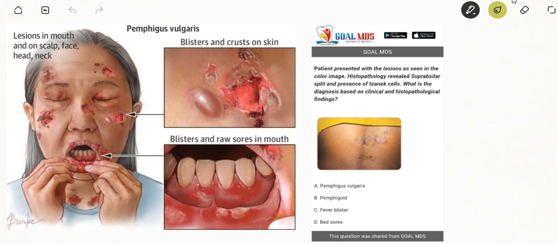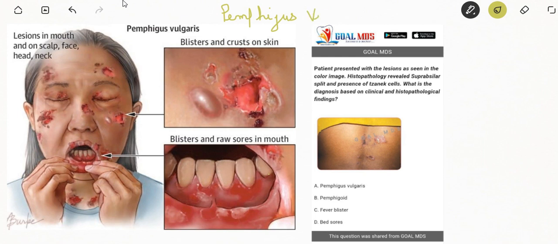A patient presented with lesions as seen in the color image. Histopathological examination reveals a suprabasilar split and the presence of Tzanck cells. What is the diagnosis? So your diagnosis would be pemphigus vulgaris. So what is pemphigus vulgaris?